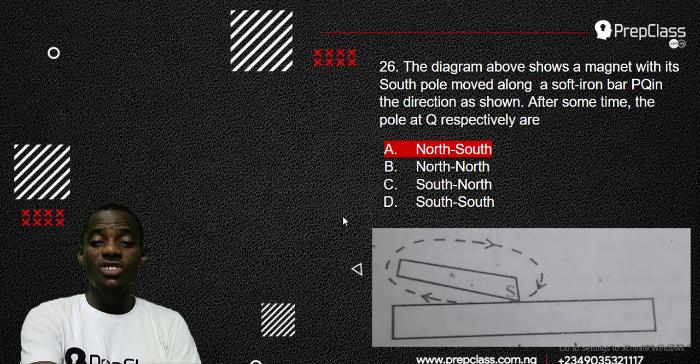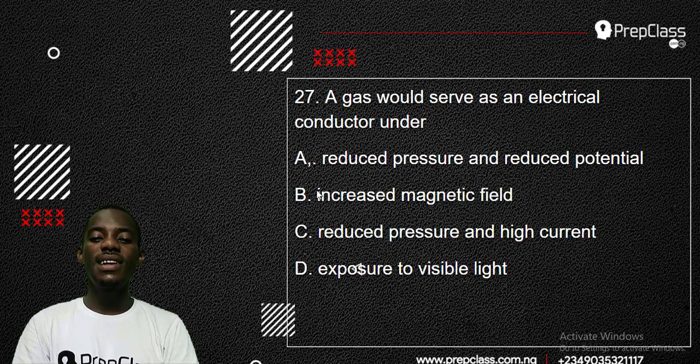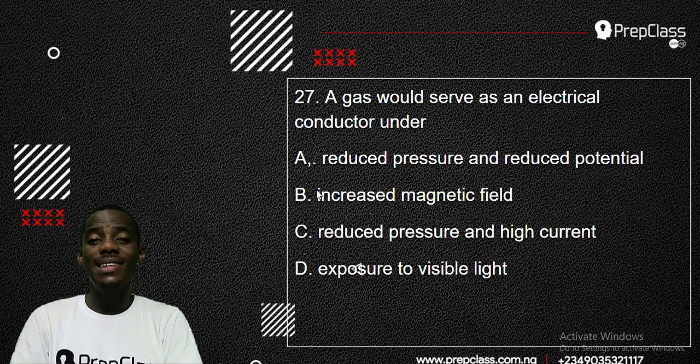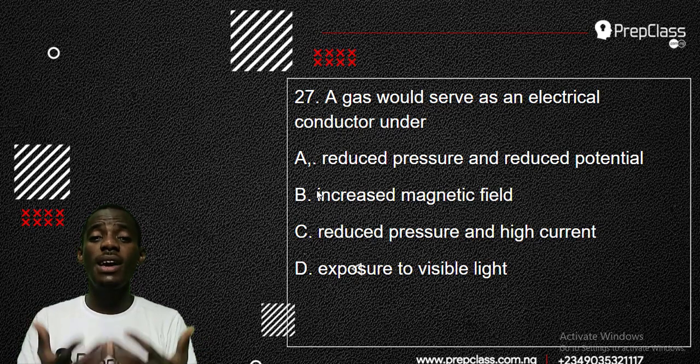So let's check out number 27 now. Number 27 says a gas will serve as an electric conductor under what condition? What condition must occur for gas to behave as a conductor? Naturally, gases are not conductors, but there's a way to force a gas to become a conductor.